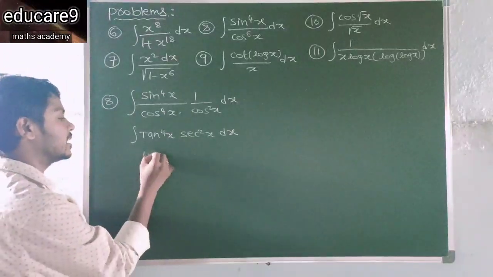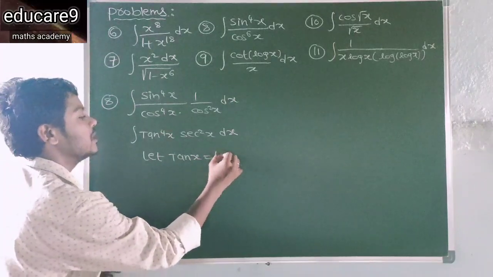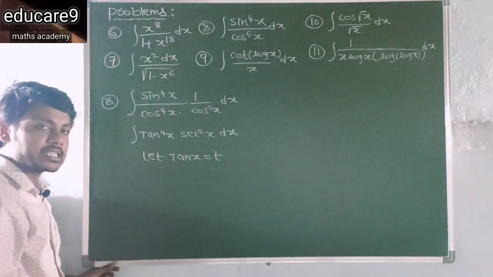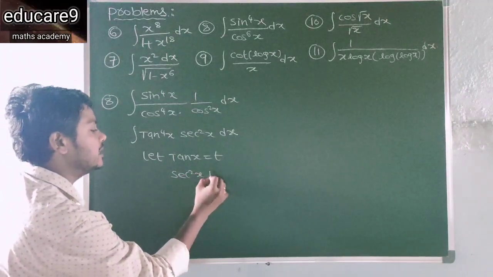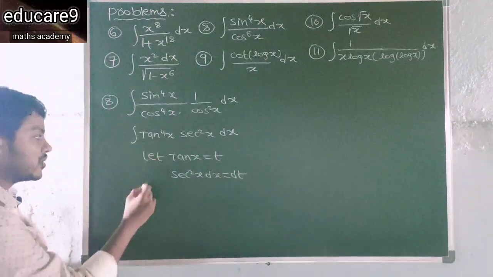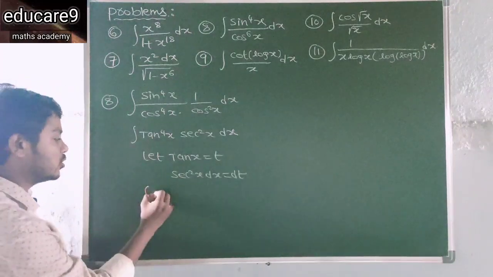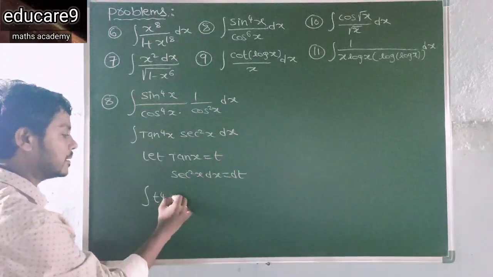So for that, let tan x is equal to t. Differentiate with respect to x on both sides. This is sec square x dx is equal to dt. Now substitute here, what you get? This is t to the power of 4 into sec square x dx, which is dt.